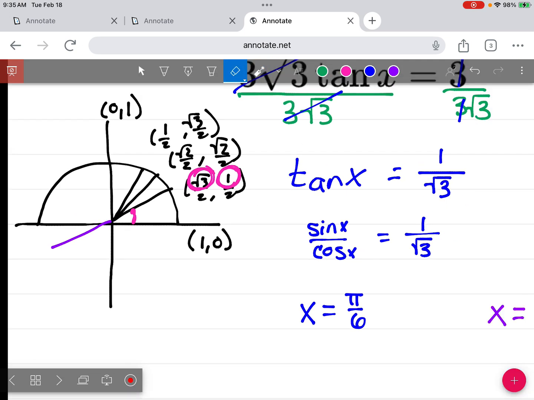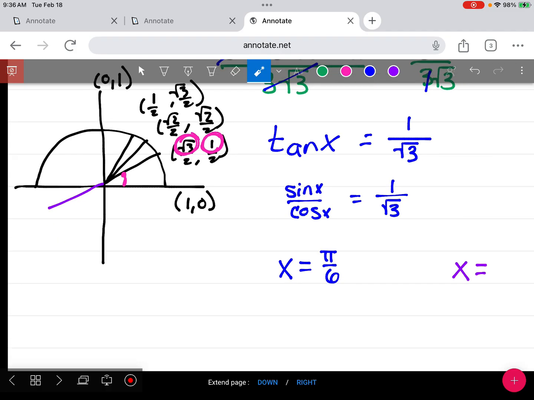So the only place it's going to have that same tangent is when we get all the way around over here and I have a negative over a negative. Well, that's actually the same as when we put our coterminals in here, that plus pi n. 7 pi over 6 is going to be the next time it matches up. Then it's going to be 13 pi over 6 to be the next time it matches up.